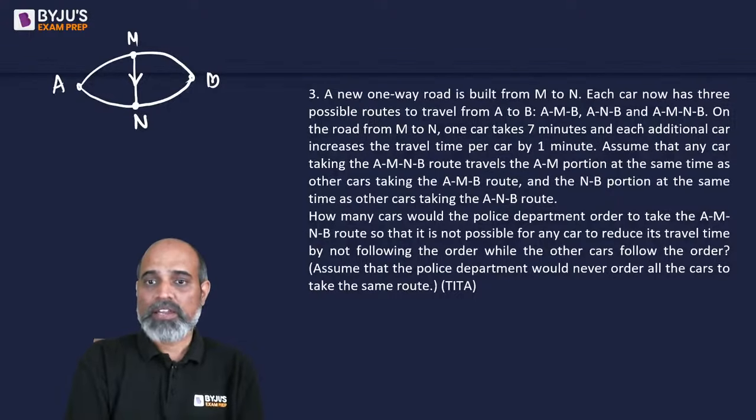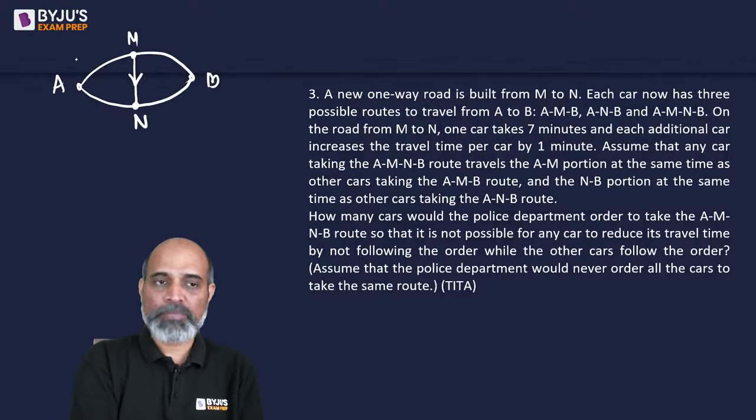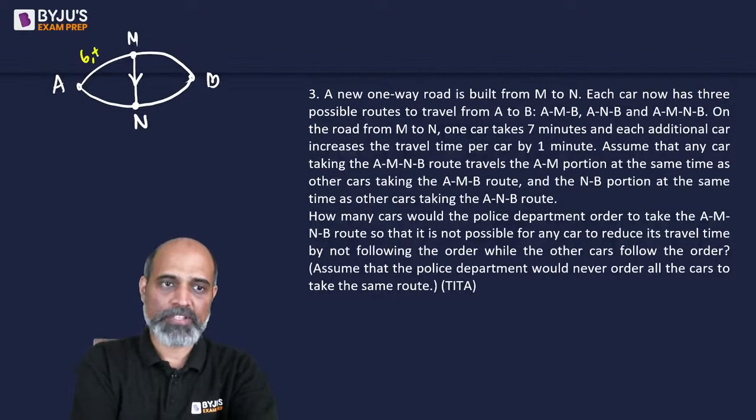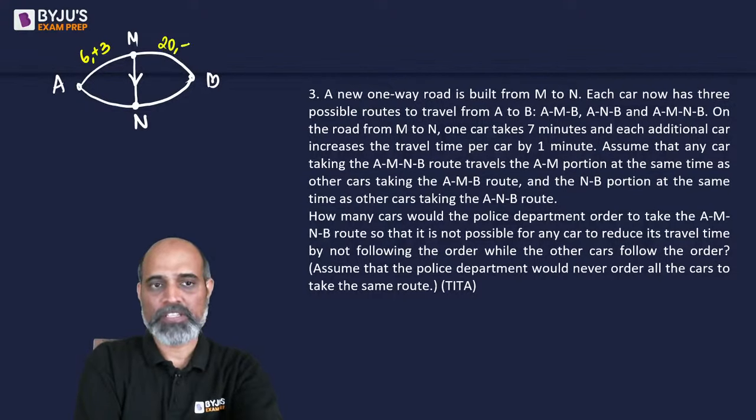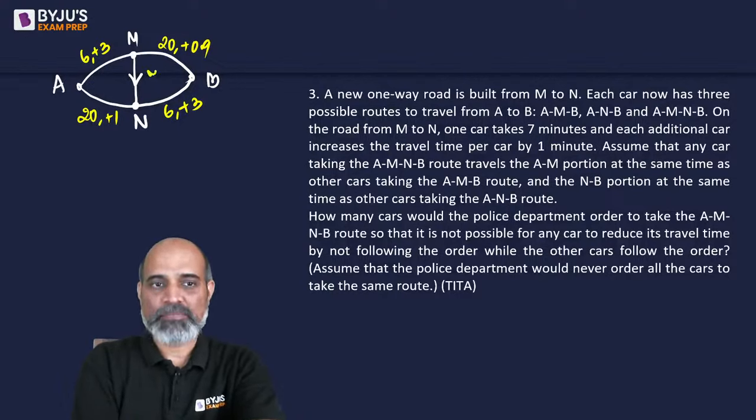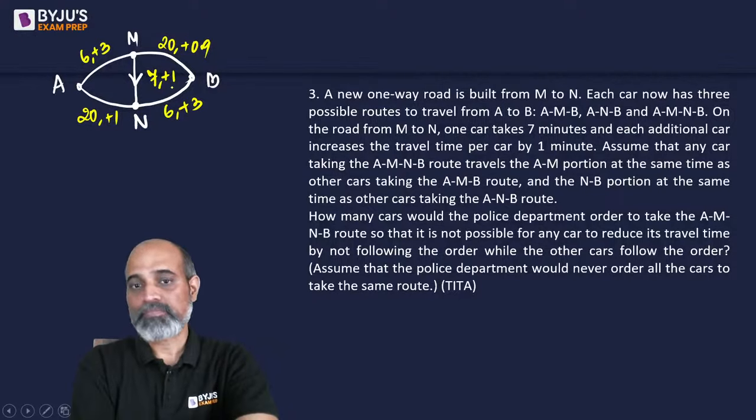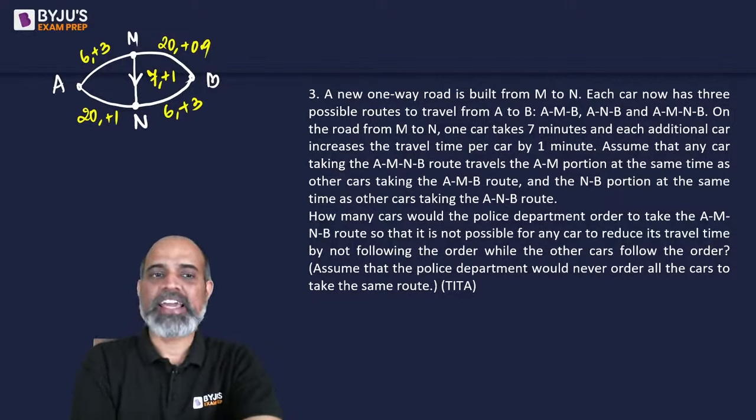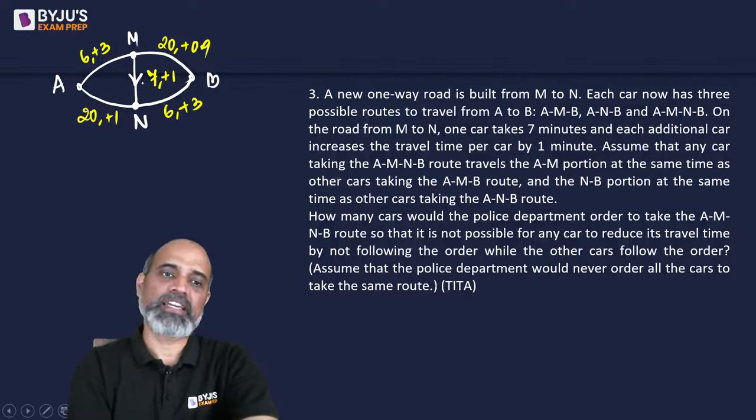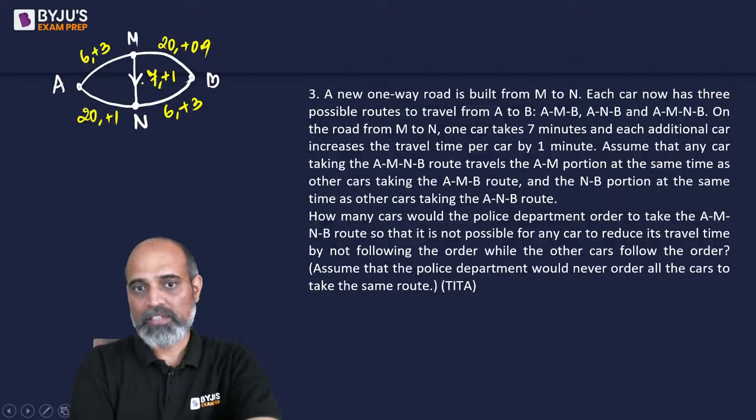Right? Now, A to M, if you remember, this is 6, and with an additional car, it's plus 3. This is 20, with an additional car, it's 0.9. This is 20, with an additional car, plus 1. This is 6, an additional car, plus 3. On the road from M to N, one car takes 7 minutes, and each additional car increases the travel time by 1. Assume that any car taking the AMNB route travels the AM portion at the same time as other cars taking the AMB route. Okay.